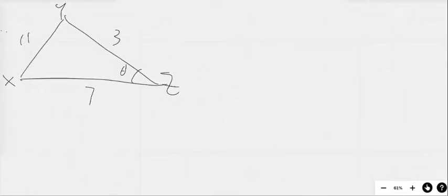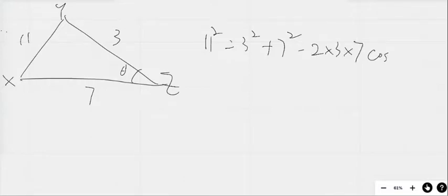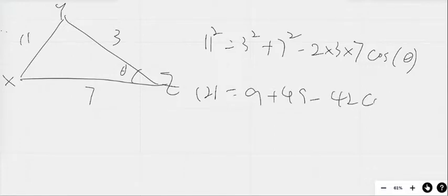And with the same rule applied from the last question, we're going to put 11 squared is equal to 3 squared plus 7 squared minus 2 times 3 times 7 cosine theta. 11 squared is 121, 3 squared is 9 plus 49 minus 2 times 3 times 7, which is 42 cosine theta. And 121 minus 58 is 63.